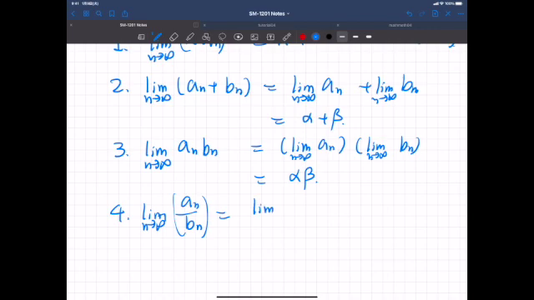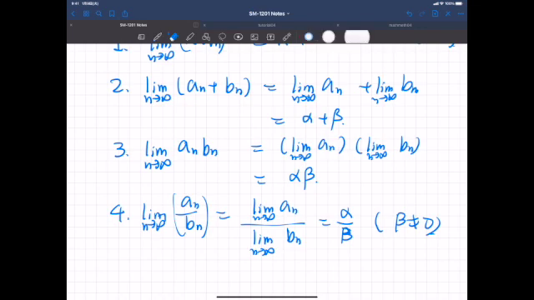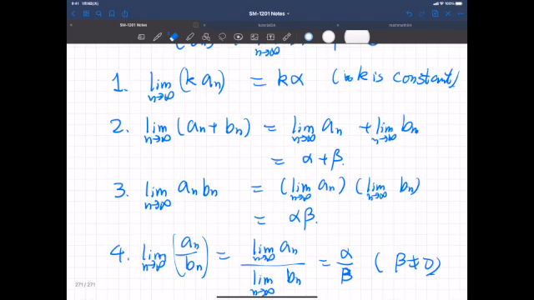So this is limit of an over limit of bn, that is alpha over beta. But given that beta is non-zero, of course. If beta is 0, then this is undefined. If you look at the first two, this and this show that the operation of taking limits is a linear operation. So this is just like linearity.